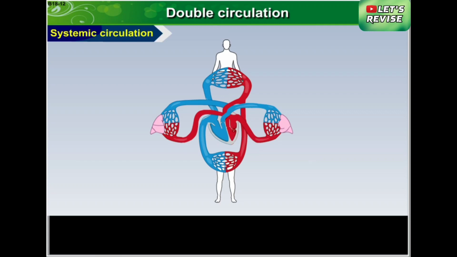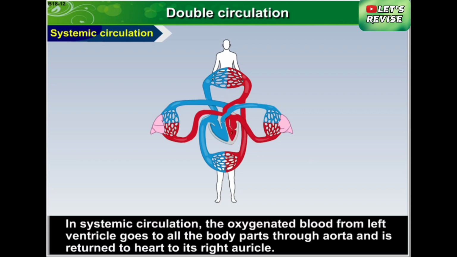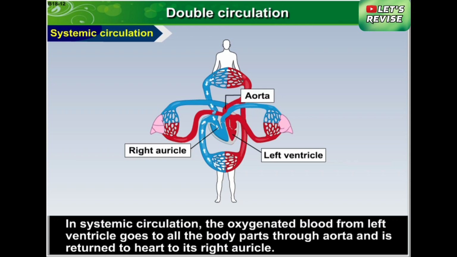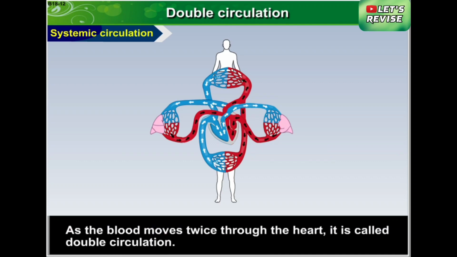Systemic circulation. In systemic circulation, the oxygenated blood from the left ventricle goes to all the body parts through the aorta and is returned to the heart to its right auricle. As the blood moves twice through the heart, it is called double circulation.